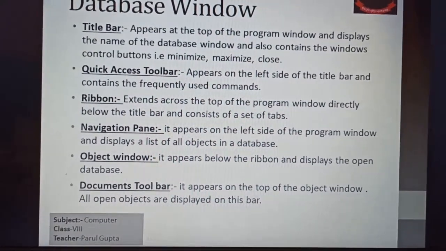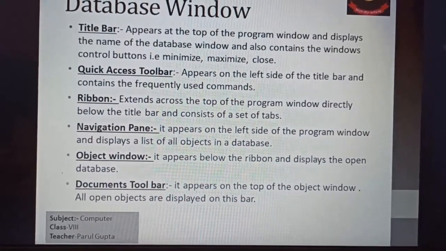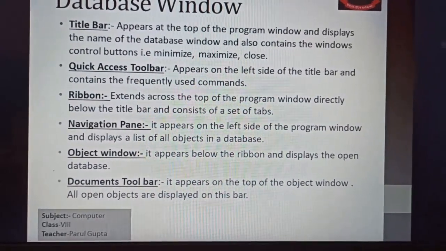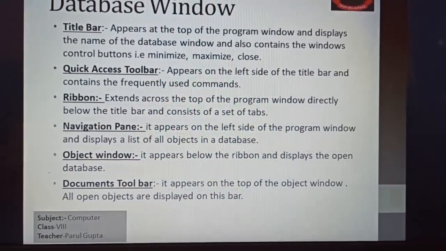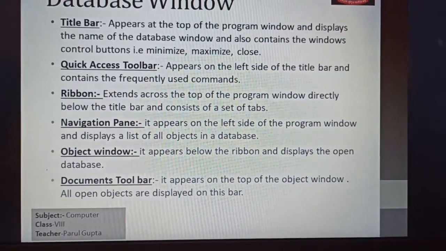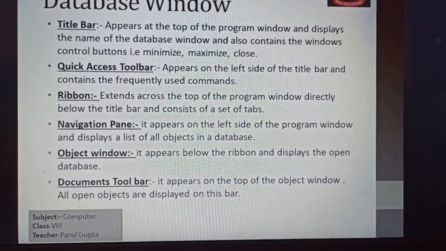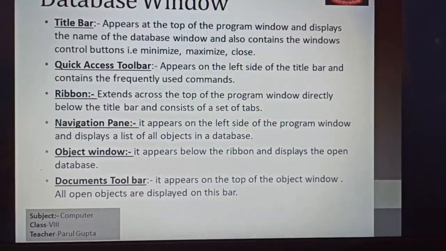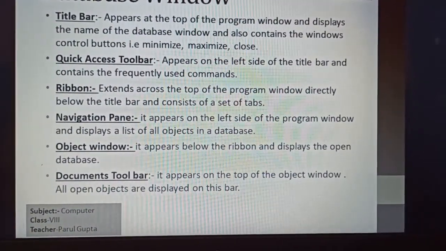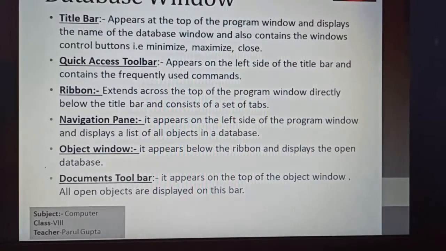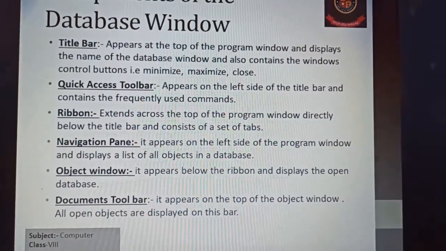Okay, so when our title bar appears, below that title bar one more row is there, and that row is the menu bar. So that menu bar contains the tabs. Whenever the user clicks on a particular tab, that tab's related commands will appear on the ribbon. Okay, once I show you the window, it will be more clear.